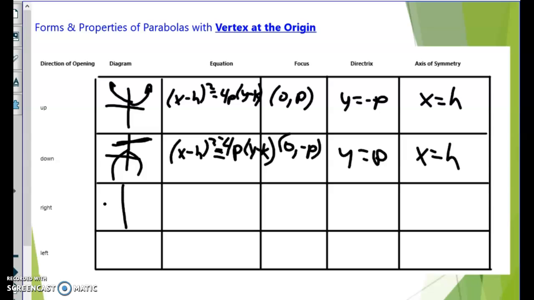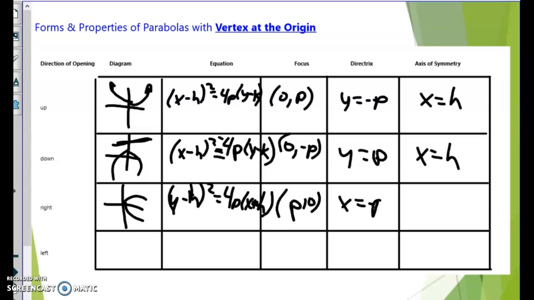Now, if we have a right opening one, our equation is going to be the second one that I gave you earlier, (y minus k) squared equals 4p(x minus h), and we get a focus at (p, 0), and the directrix is the opposite direction, x equals negative p, and y equals k is the axis of symmetry.